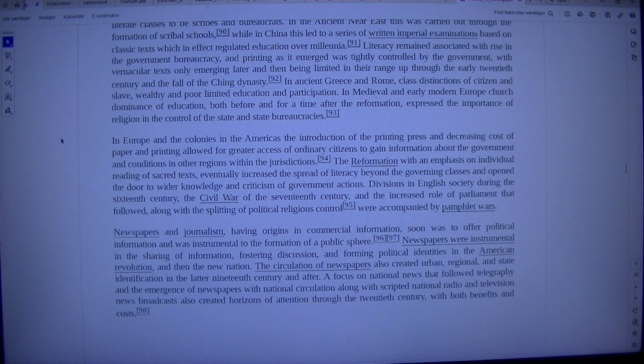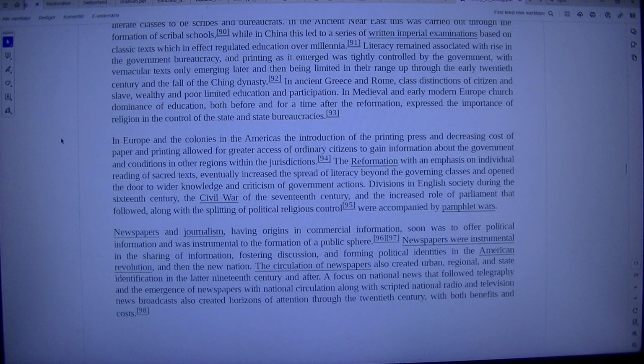Divisions in English society during the 16th century, the Civil War of the 17th century, and the increased role of Parliament that followed, along with the splitting of political religious control, 95, were accompanied by pamphlet wars. Newspapers and journalism, having origins in commercial information, soon came to offer political information and were instrumental to the formation of a public sphere. 96.